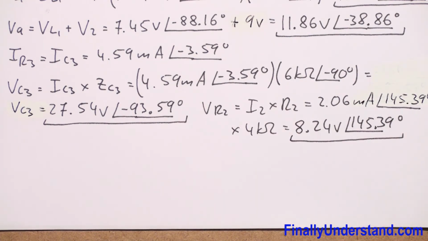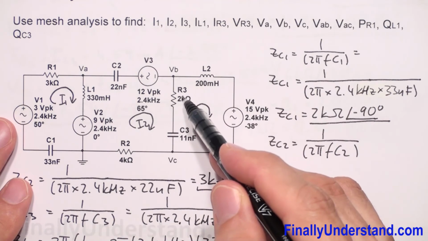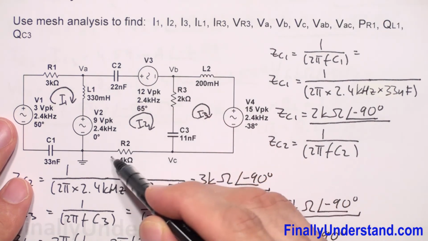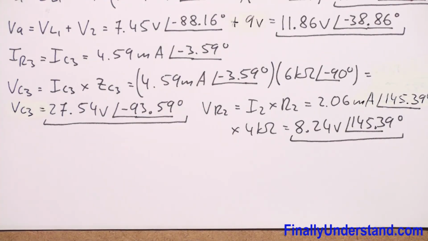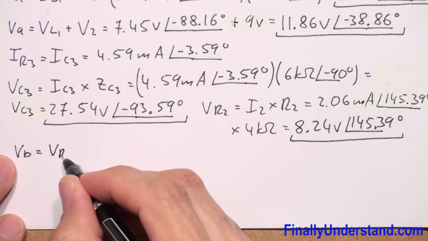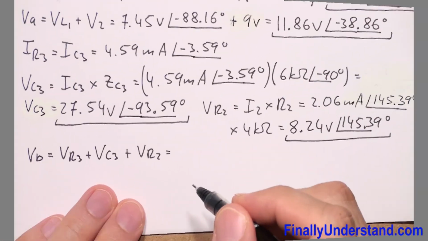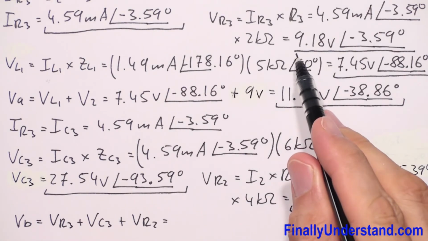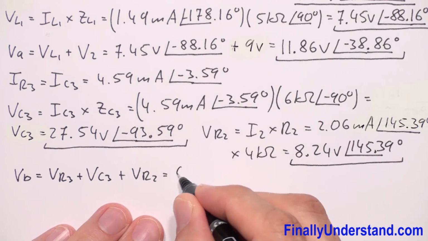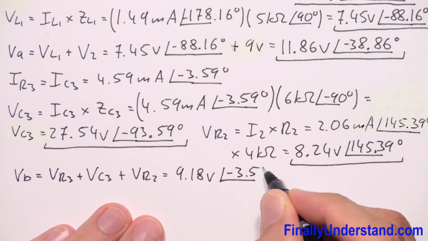So now, in order to find the voltage VB, I have to simply add these voltages: VR3 plus VC3 plus VR2, because they are on my way to reach the ground. So VB is equal to VR3 plus VC3 plus VR2. VR3 we found is equal to 9.18 volts and angle of negative 3.59 degrees.